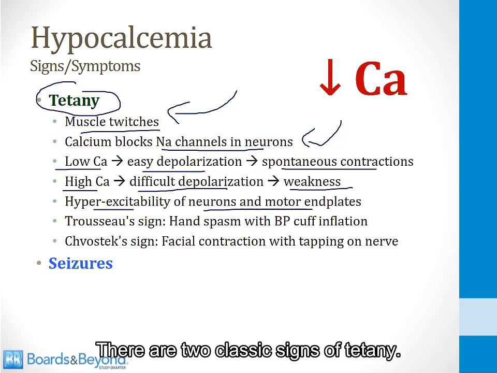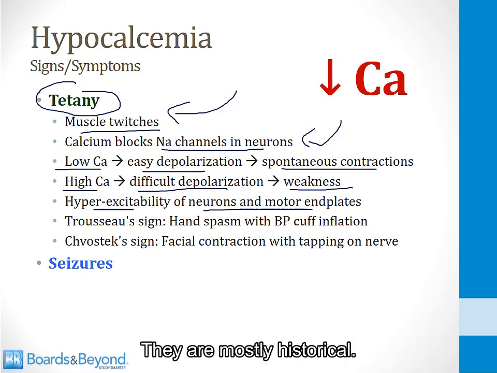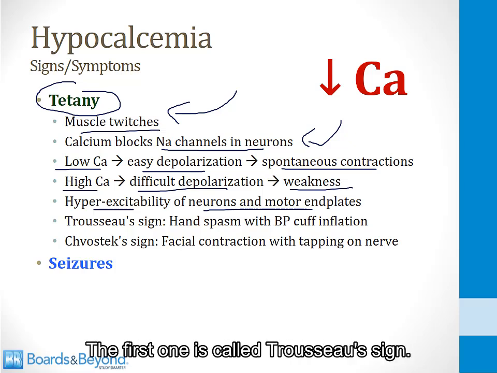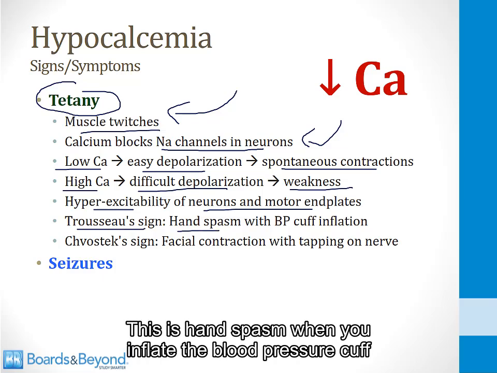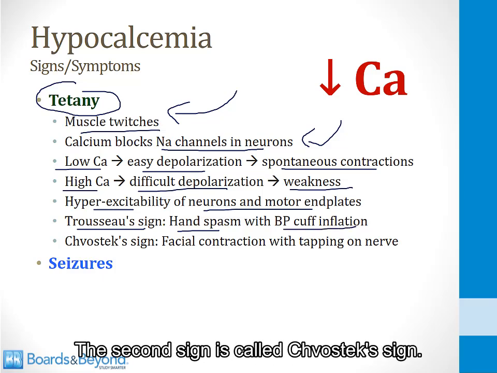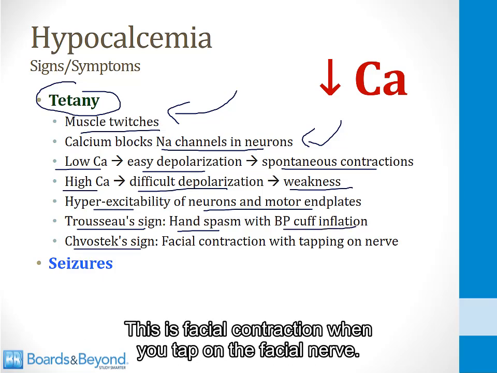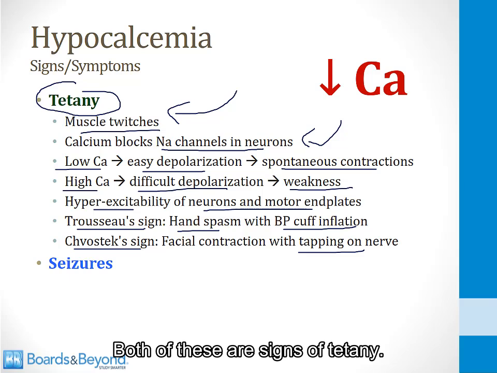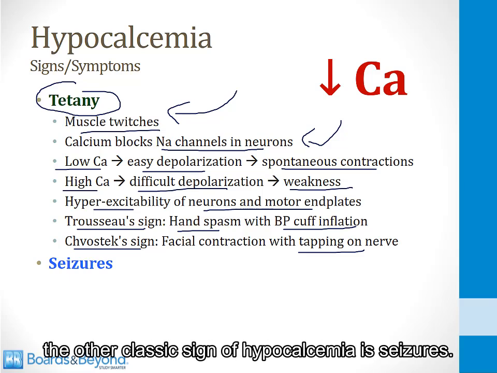There are two classic signs of tetany. They are mostly historical. The first one is called Trousseau's sign. This is hand spasm when you inflate the blood pressure cuff on a patient's arm. The second sign is called Chvostek's sign. This is facial contraction when you tap on the facial nerve. Both of these are signs of tetany. And then in addition to tetany, the other classic sign of hypocalcemia is seizures.